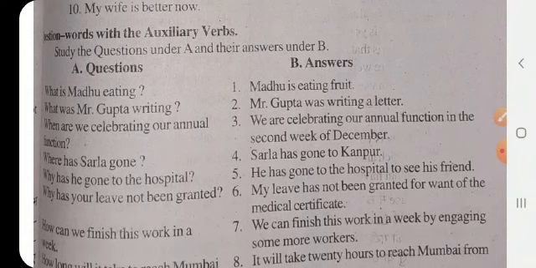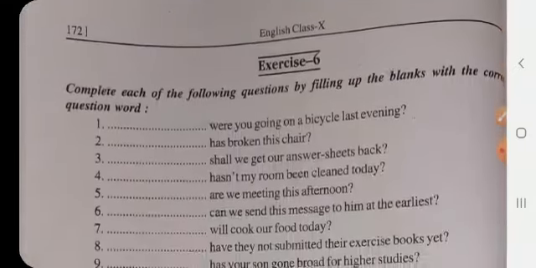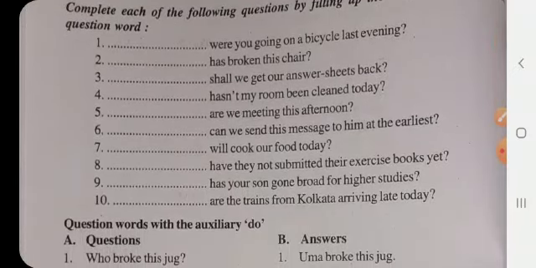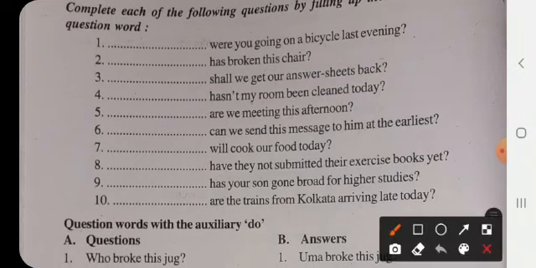Now, question words with the auxiliary verbs. Interchange of auxiliary verbs with the subject converts the sentence to an interrogative sentence. Then coming on to exercise number 6. You were going on a bicycle last evening. So this person wants to ask the place. So here the questioning word where will be used. Where were you going on a bicycle last evening? So in this way we can use the questioning words to make the proper sentences.